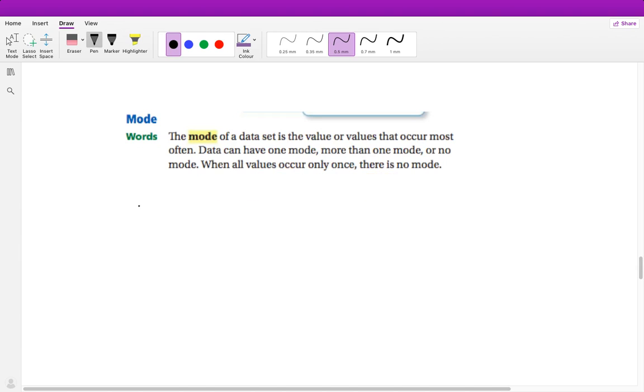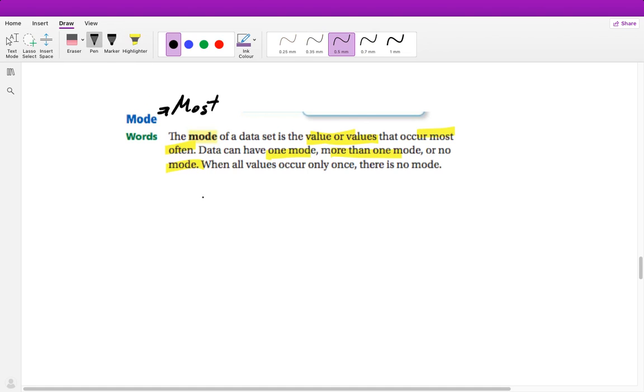All right, this next one, mode, is the easiest. It's just which appears the most. So the mode of a data set is a value or values, because we can have more than one mode, that occur most often. Data can have one mode, more than one mode, or no mode.